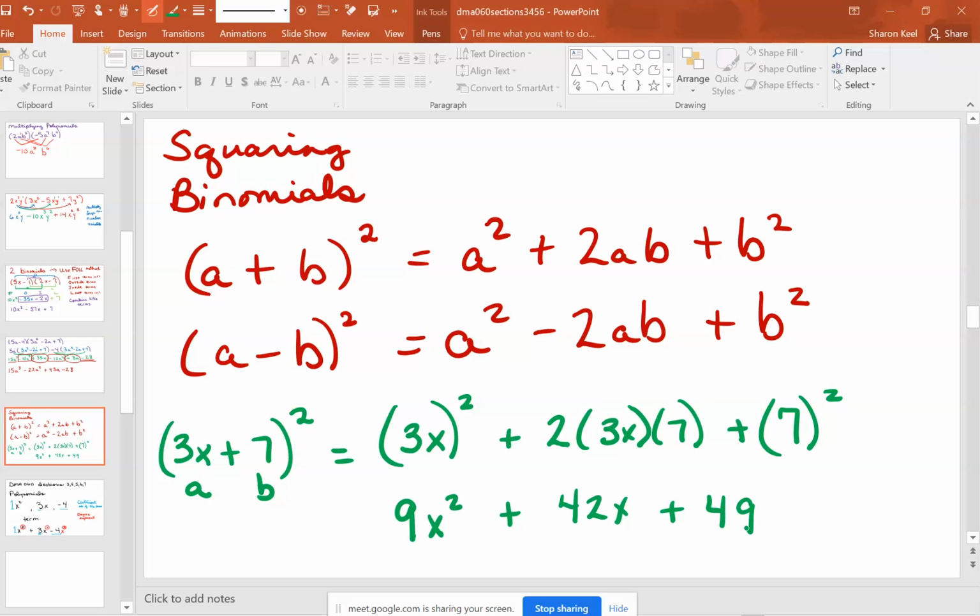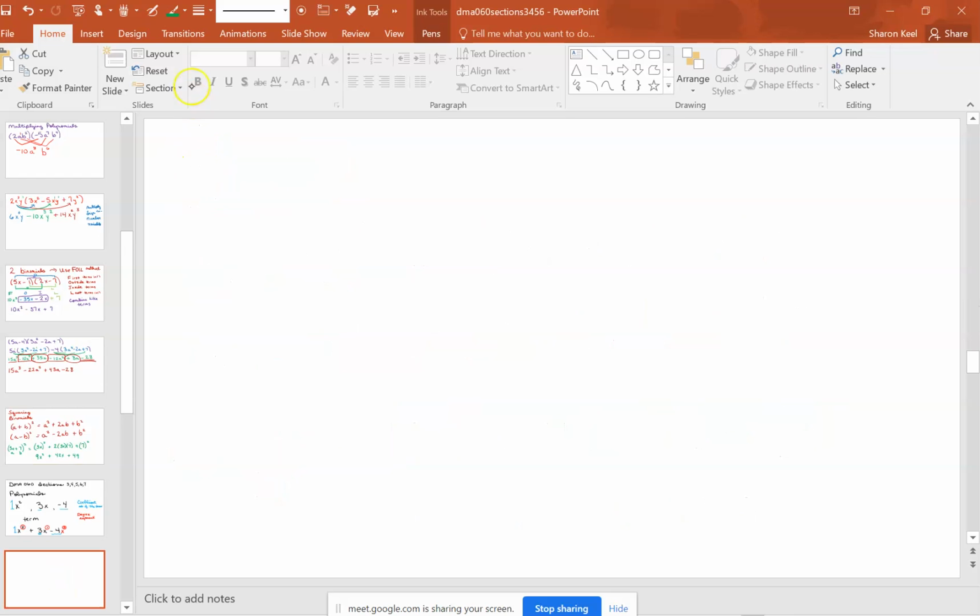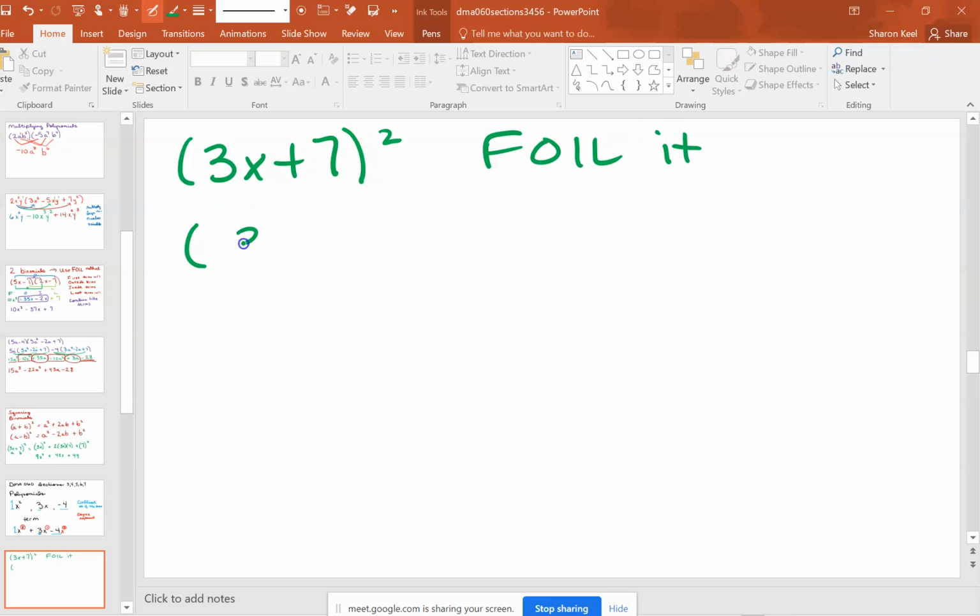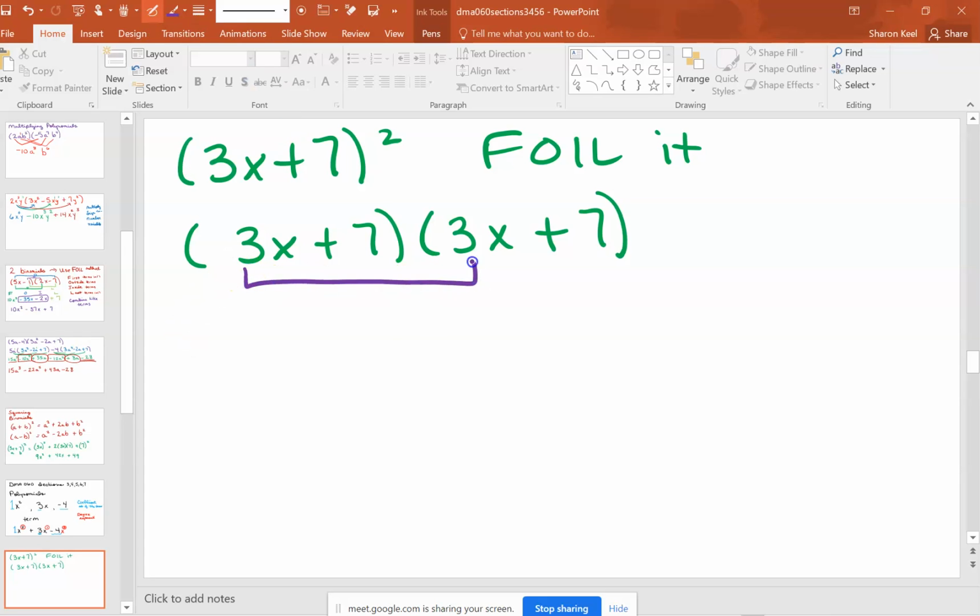So you can memorize the formulas and you can apply using the formulas, or I'm going to take that same problem. That problem was 3x plus 7 squared. The way I would do it is I would FOIL it. So that means squared, I multiply it times itself. So I'm going to write it down 2 times. Then I'm going to go through the process of FOILing.